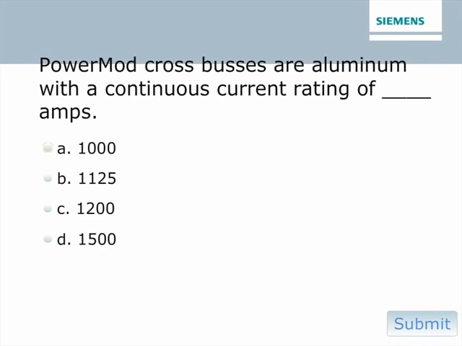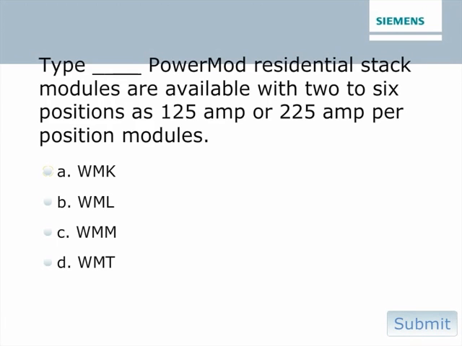Question 3. PowerMod cross buses are aluminum with a continuous current rating of blank amps. Is it A, 1000, B, 1125, C, 1200, or D, 1500? Question 4. Type blank PowerMod residential stack modules are available with 2 to 6 positions at 125 or 225 amps per position modules. Is it A, WMK, B, WML, C, WMM, or D, WMT?